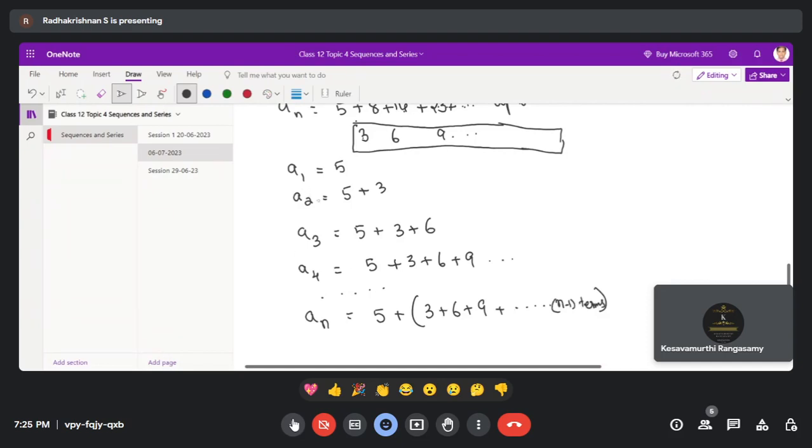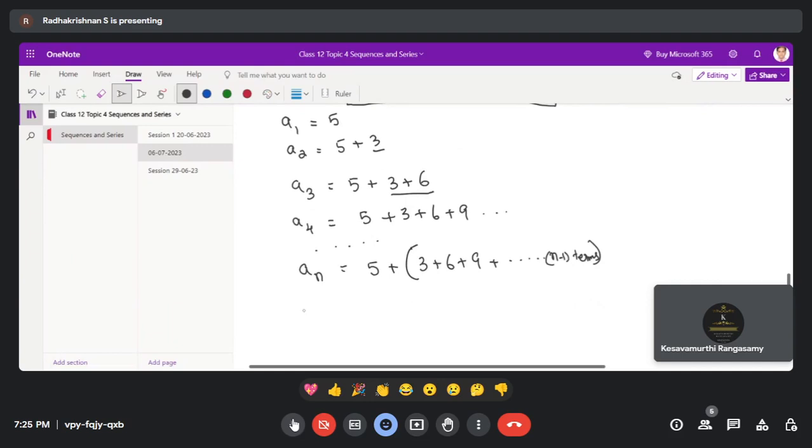See, in A2 you are adding 1 term. In A3 you are adding 2 terms, 3 and 6. In A4 you are adding 3 terms. So in An you will be adding n minus 1 terms. And this formula we can apply. This is an arithmetic series, right? So here An equals 5 plus 3 plus 6 plus 9 up to n minus 1 terms. So what is the sum of this series? This you can solve, right? Sahana, you can solve this, I think, right? 3 plus 6 plus 9 up to n minus 1 terms.